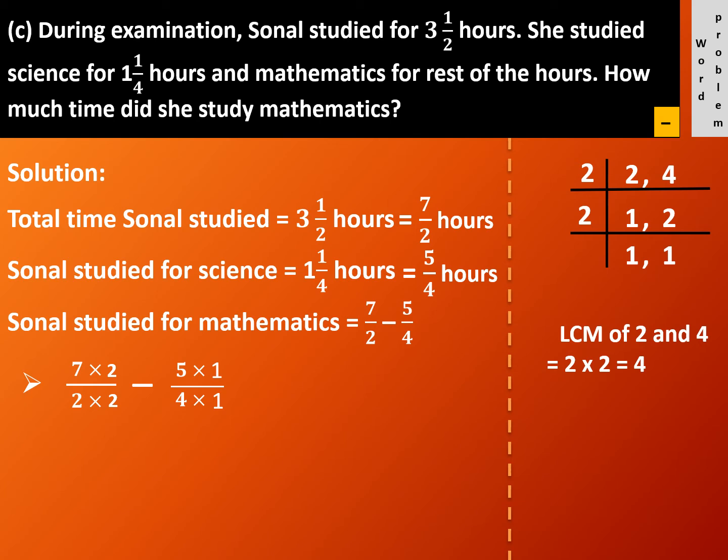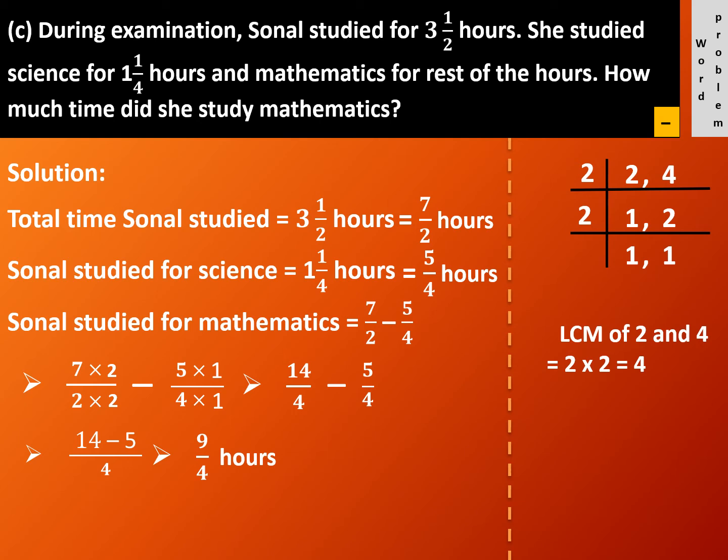Do the multiplication. 7 2s are 14 and 2 2s are 4. So the first fraction is 14 upon 4. Then write the minus sign as it is. 5 ones are 5 and 4 ones are 4. So the second fraction is 5 upon 4. See, the denominators are same, so we can easily subtract the fractions. So subtract the numerators. 14 minus 5 upon 4, which gives us 9 upon 4 hours.